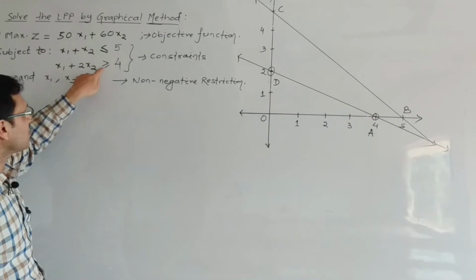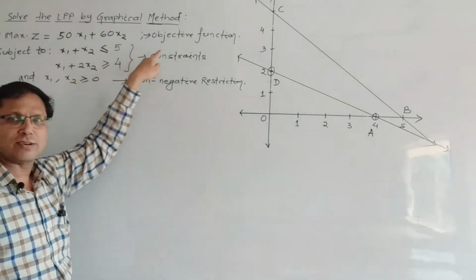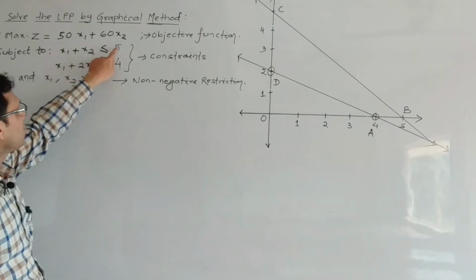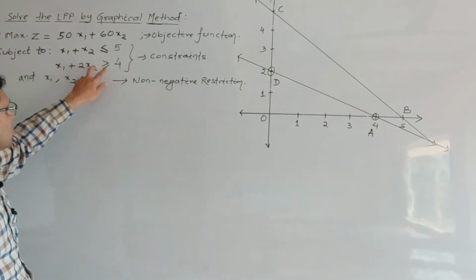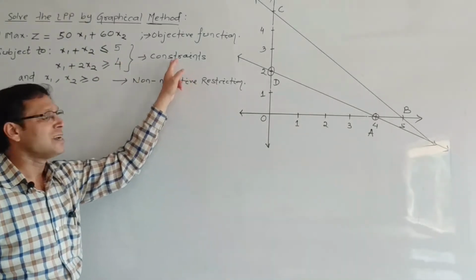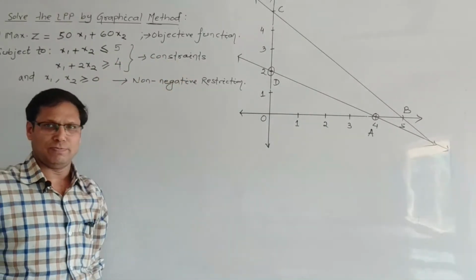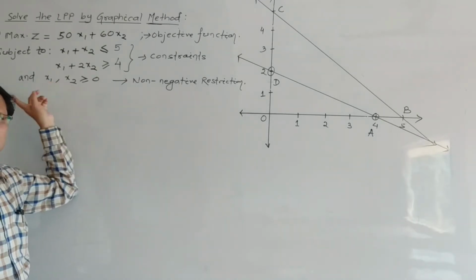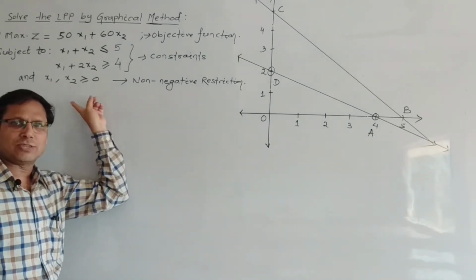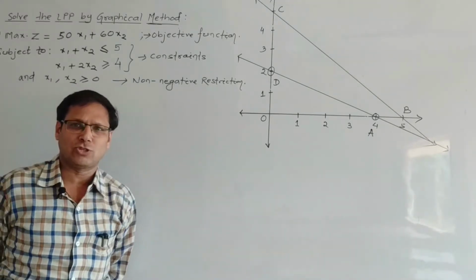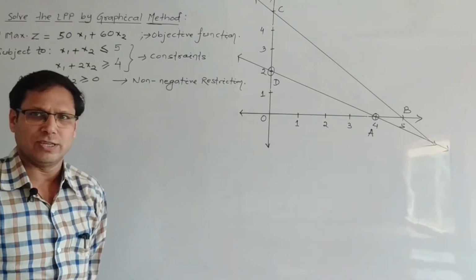Two inequations are there. They are called constraints of the LPP. You see, x1 plus x2 less than or equal to 5, x1 plus 2x2 greater than or equal to 4. These two inequations are called constraints of the LPP. Next, two non-negative restrictions are there, that is, x1 greater than or equal to 0, x2 greater than or equal to 0. That means the values of x1 and x2 should be greater than or equal to 0.